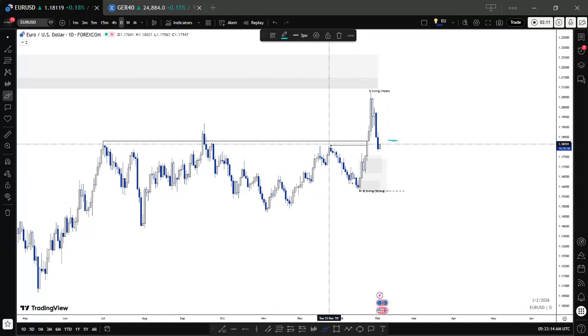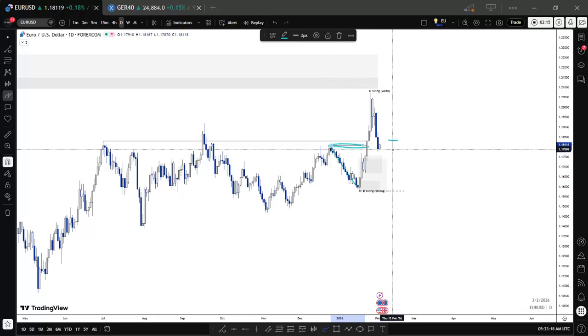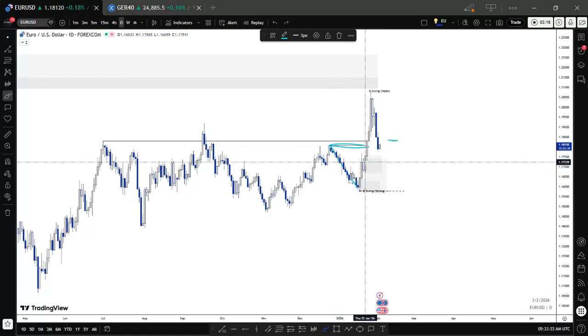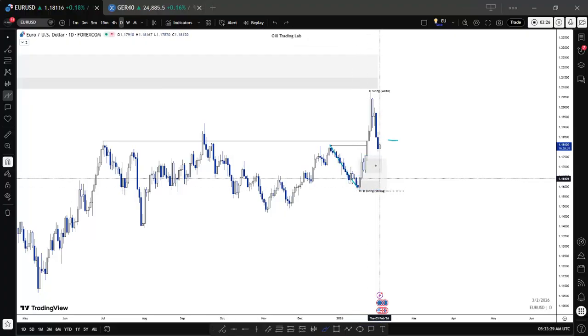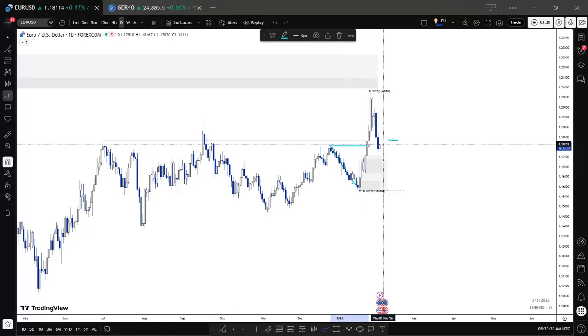Price has mitigated this demand range, the daily demand range. You see, the whole of this is the demand range. It's just that we refine to the pivots within it. So currently, price has mitigated the monthly, weekly, and the daily demand range, meaning the higher low could be formed from here.